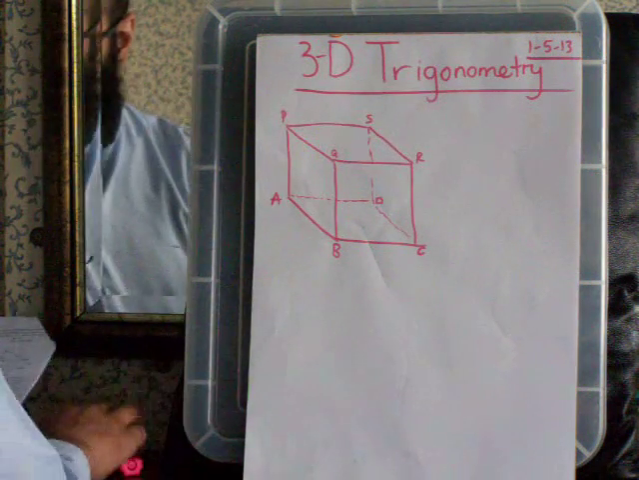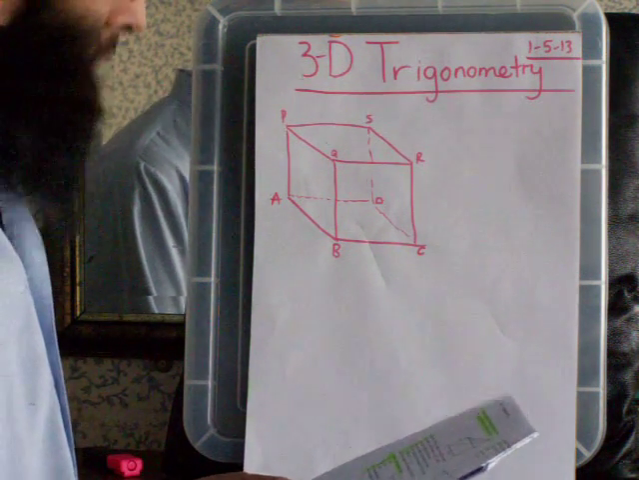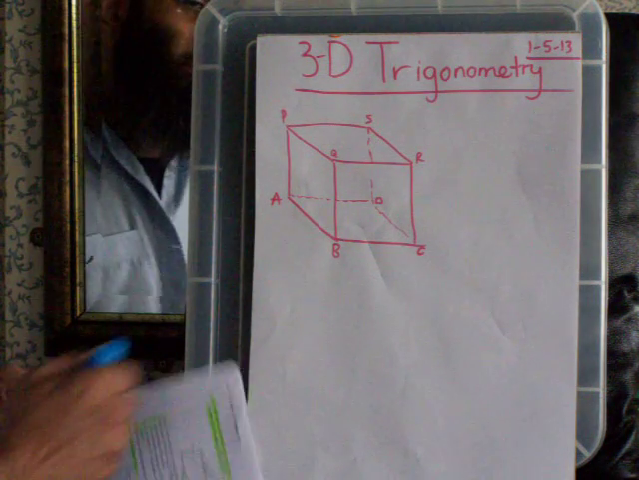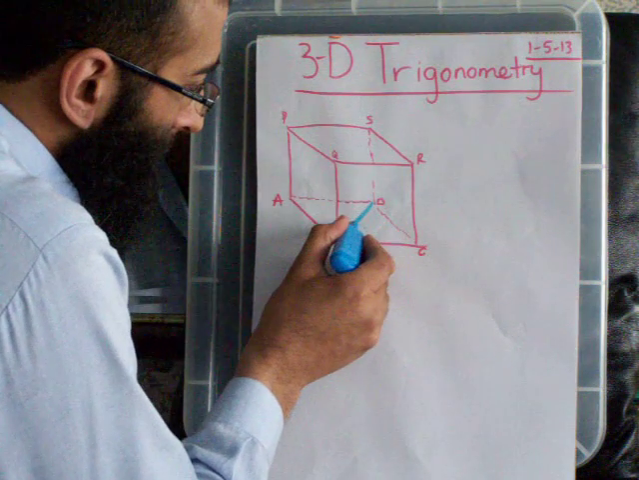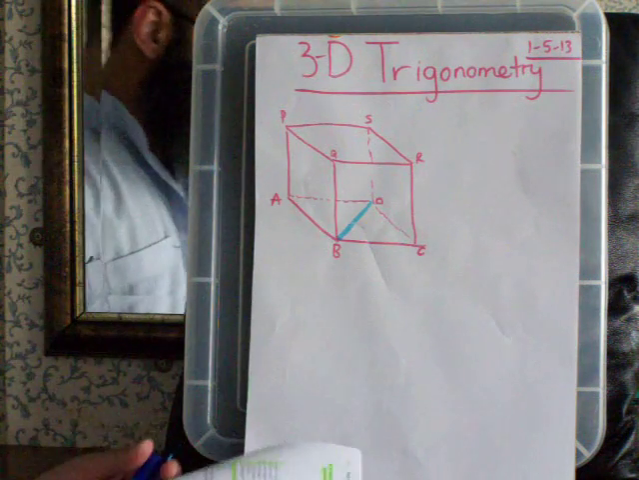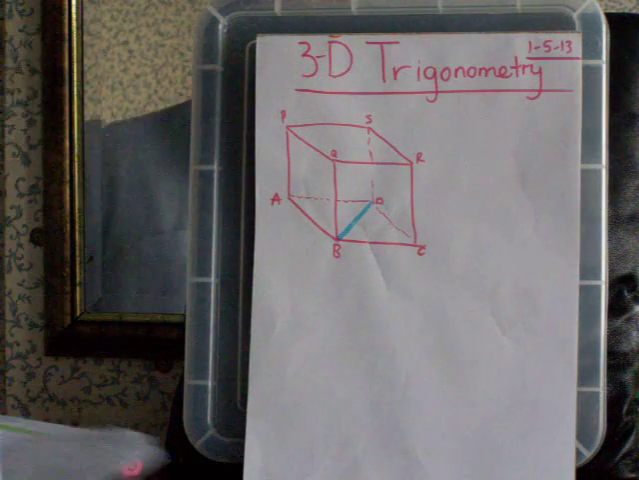We need to work out, it says that in the cube shown, find BD. Let's look at BD. So BD is that length there. So let's look at how do we work that out first.